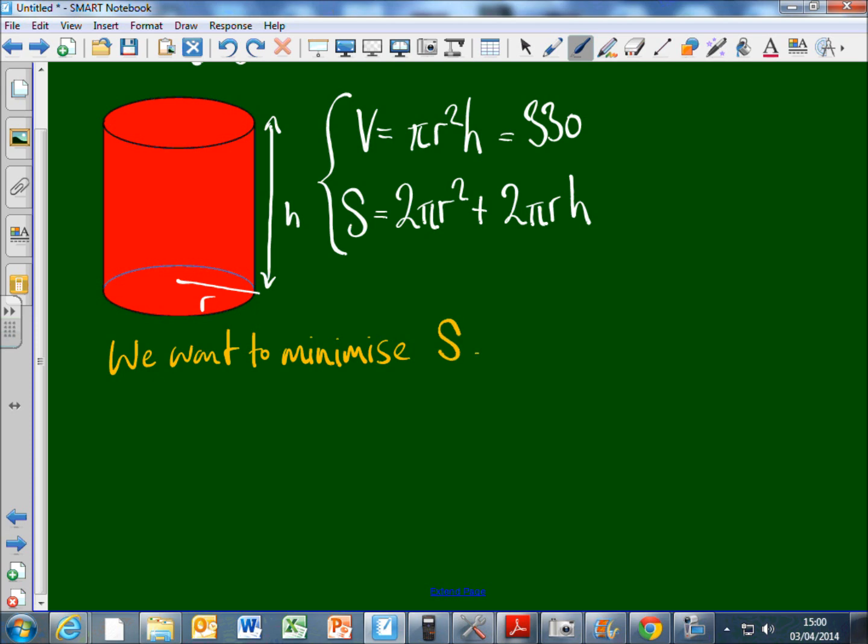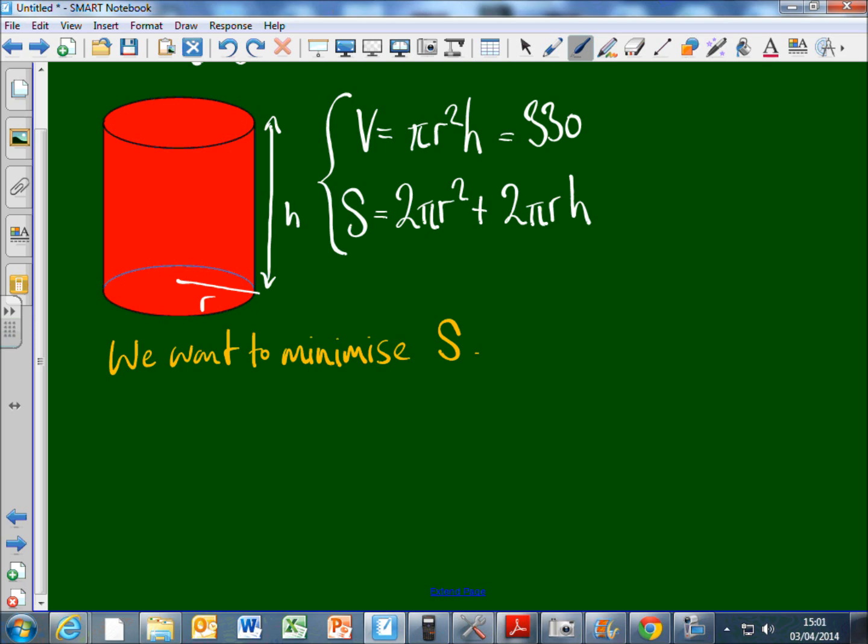Now I could plot a graph of S against R, and it would change like this. How do you minimise something? How do you find the minimum amount of something? Yeah, you differentiate it, and the differentiation is the gradient, and you want the gradient to be what? 0, yeah. Okay, we'll talk about that in a second.